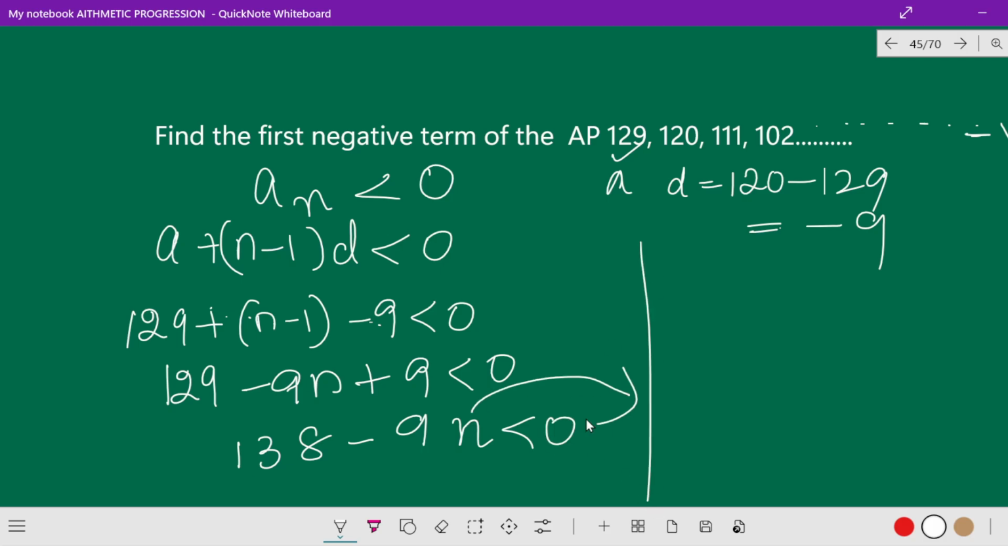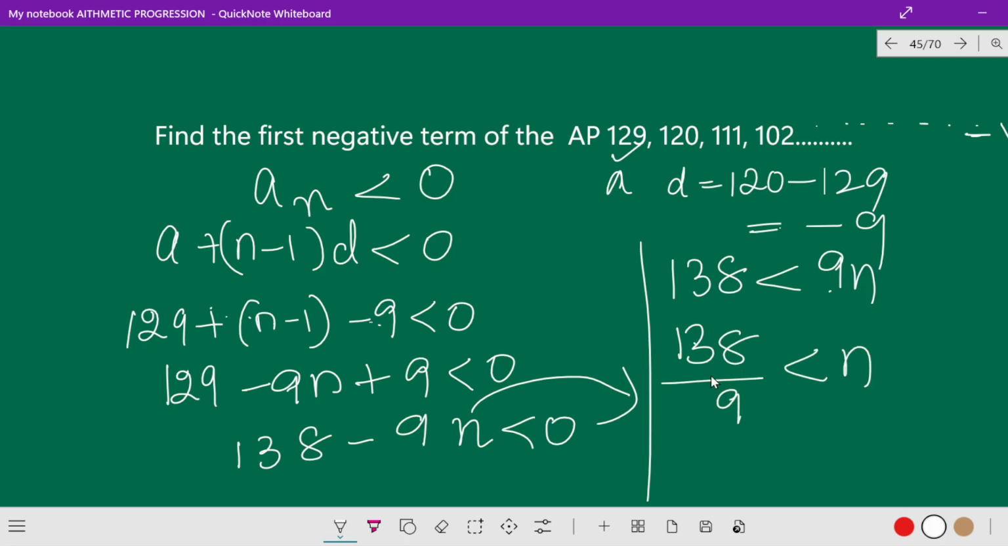So we'll shift the 9n to this side. So 138 is less than 9n. Bring the 9 down. 138 by 9 is less than n. Let us divide here, 138 divided by 9. 9 ones are 9. 48. 9 fives are 45. 30. Put a point and take 0. 9 threes are 27. You will get recurring, 15.3. So 15.3 is less than n.